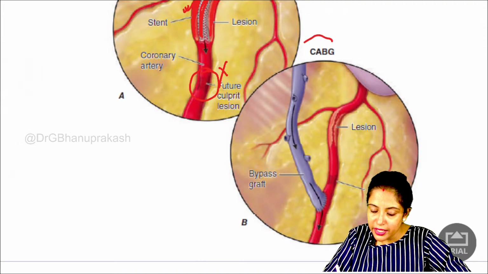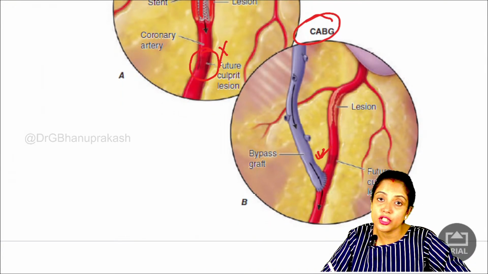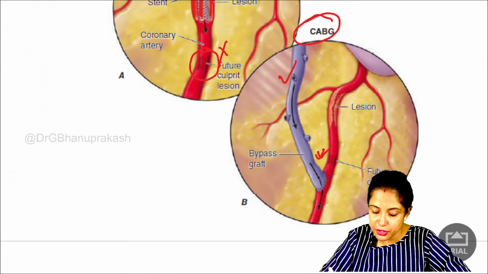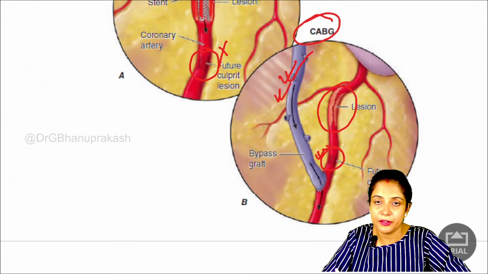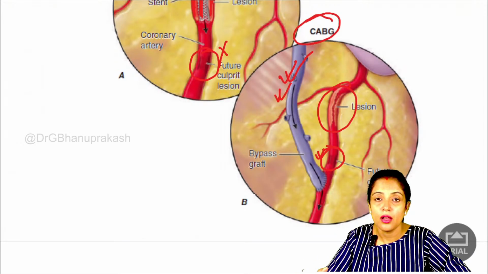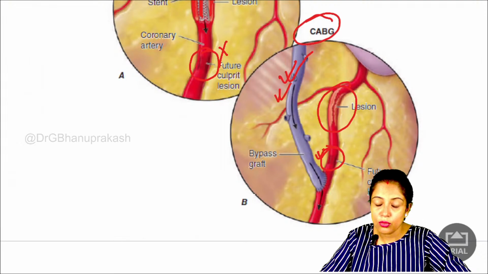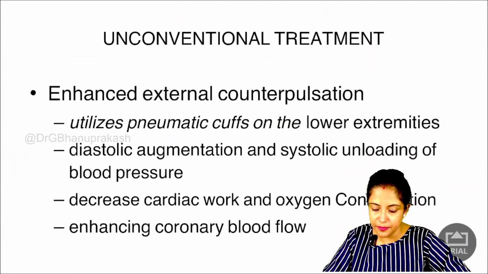But if you do a CABG, we can even bypass the future culprit lesion. This is the graft used. This is the present lesion and this is the future lesion. So with the help of a bypass graft, we can avoid the future culprit lesion as well. But the only thing is that CABG is associated with a risk of stroke, whereas PCI has a much lower risk. In short, that was about PCI and CABG.